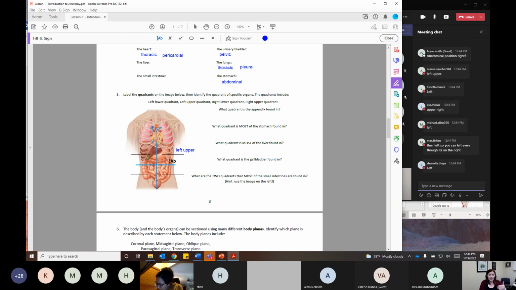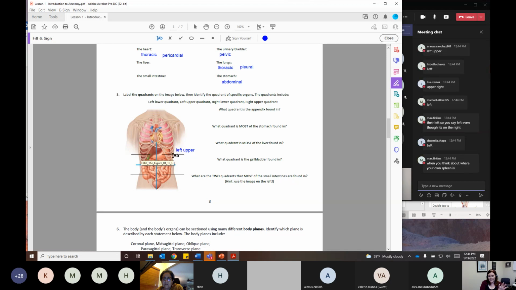So remember, you're looking at the picture. If I turn around and I stand the way they're standing, when I am in their shoes, this is their left side. It's not my left side, it's their left side. Yeah, so Max is clarifying their left. So we would call this the left side, even though it's on the right side of the picture.